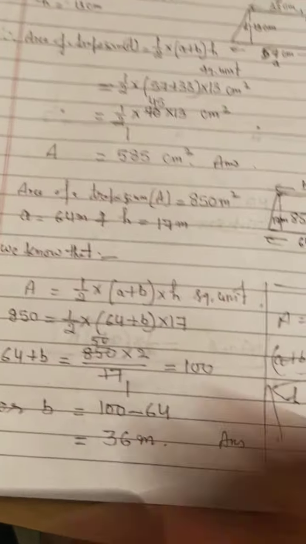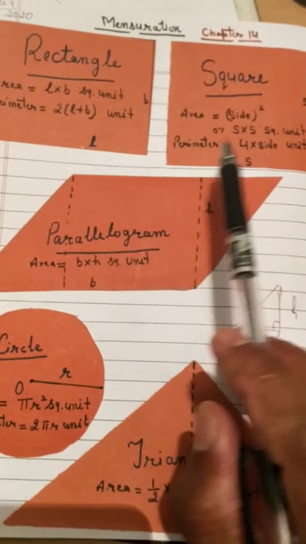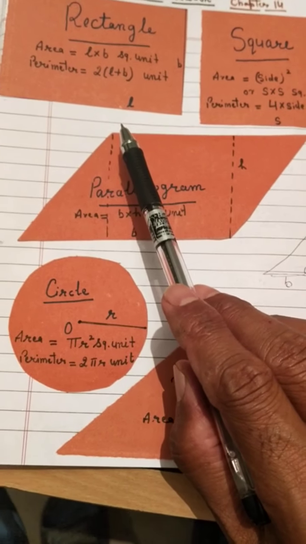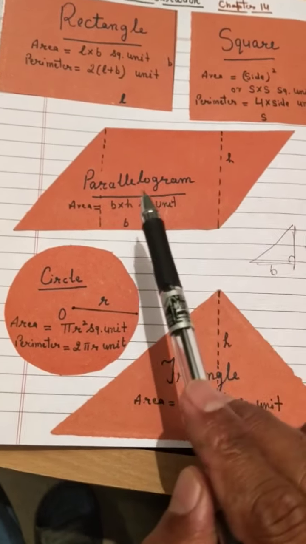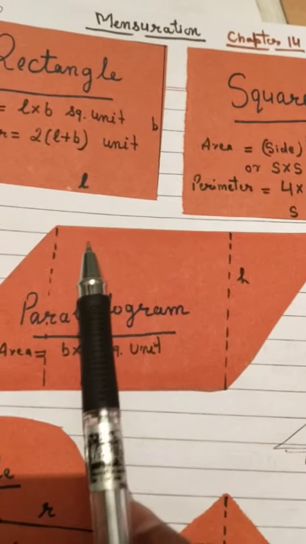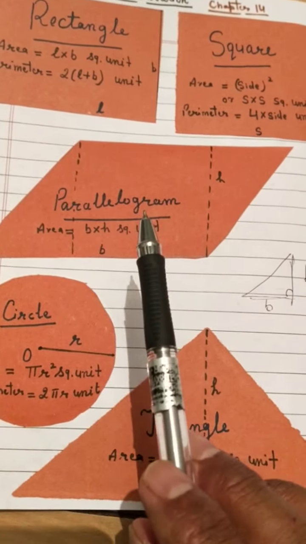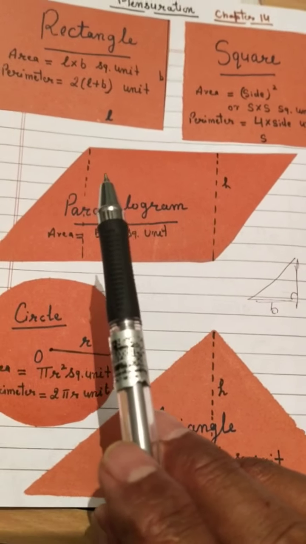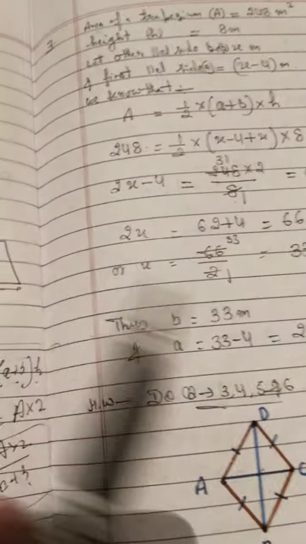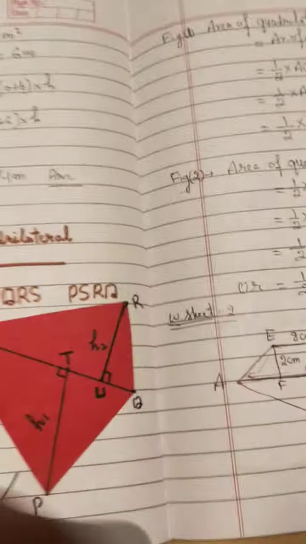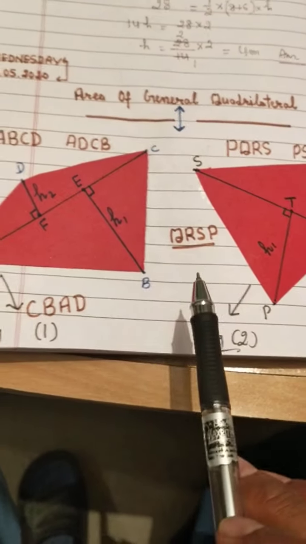Yesterday, here are some kinds of quadrilaterals: rectangle, square, parallelogram, trapezium, rhombus. These all are kinds of quadrilaterals because all figures are made of 4 line segments, but their names are rectangle, square, parallelogram, trapezium and rhombus according to their properties. Now today is your general quadrilaterals.